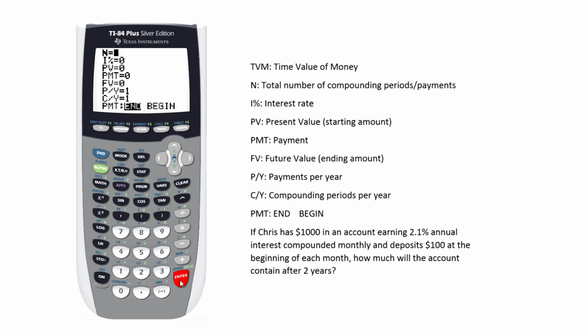First, we want to know the total number of compounding periods or the total number of payments. Chris is going to be making monthly deposits for 2 years, so that's 12 for the number of months per year times 2 for the number of years, so that's 24 total payments that Chris will be making. The percent is 2.1. Notice on the calculator it says I percent, so we want to type that in as a percentage rather than as a decimal. So we'll type in 2.1.